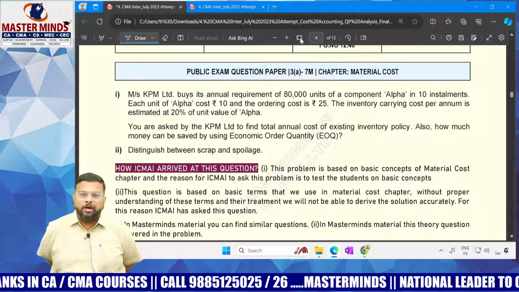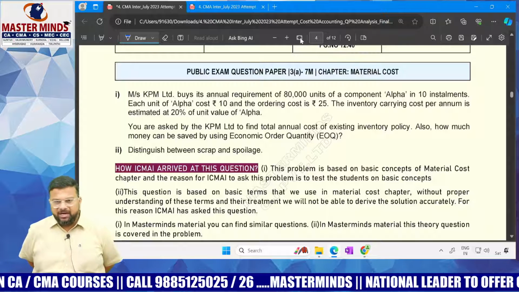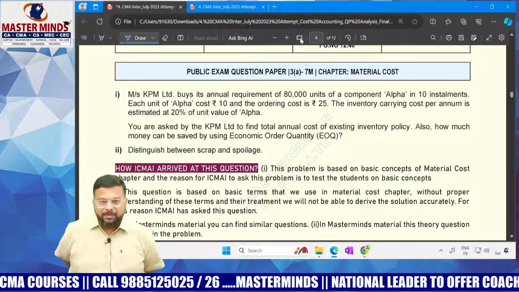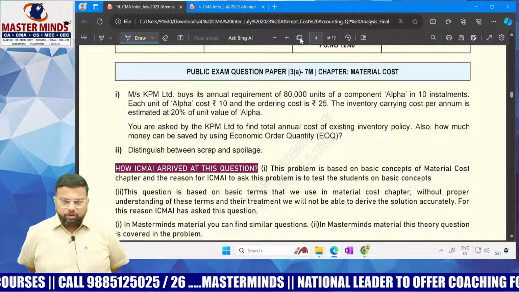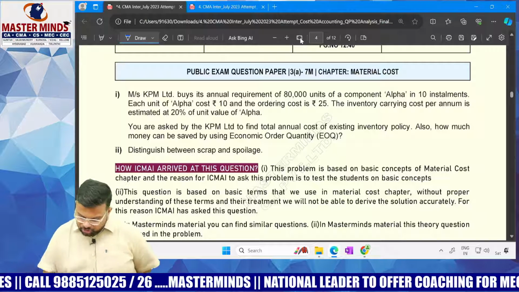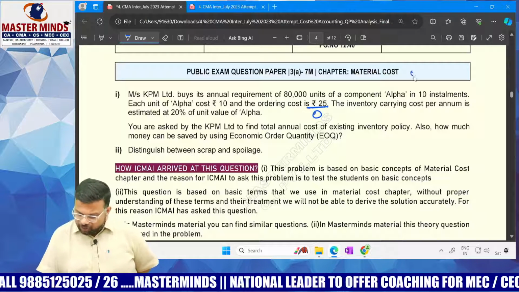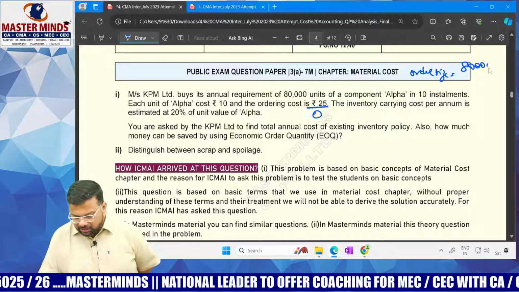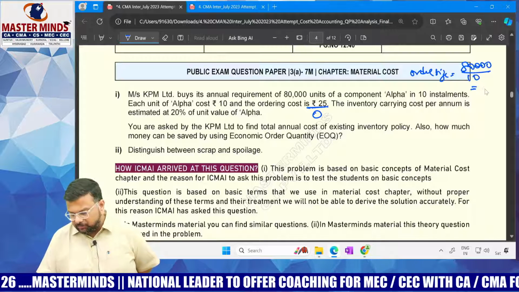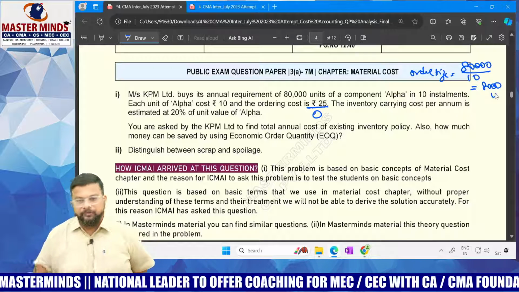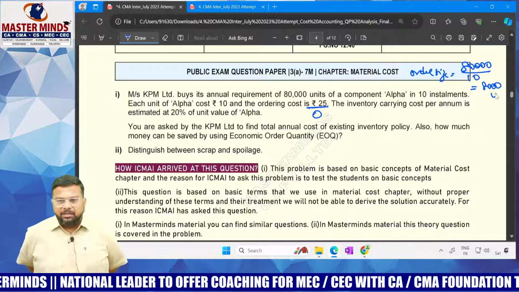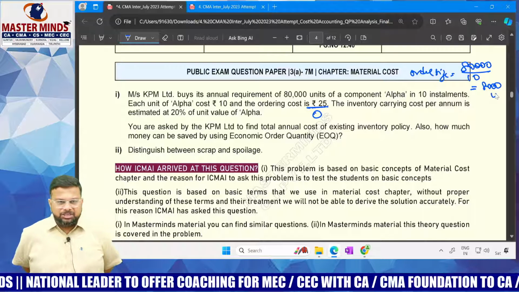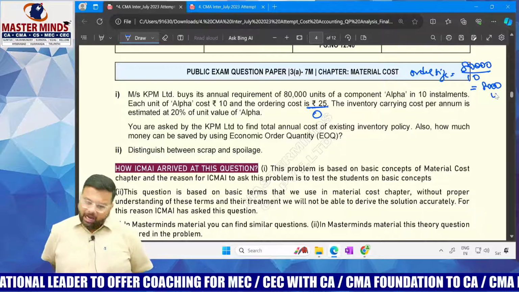That means as of now the order size is 80,000 divided by 10, 8,000 units. Each unit of alpha costs around 10 rupees and the ordering cost is 25 rupees. This is O. As of now the order size is 80,000 divided by 10 times, nothing but 8,000 units. The inventory carrying cost per annum is estimated at 20% of unit value of alpha.